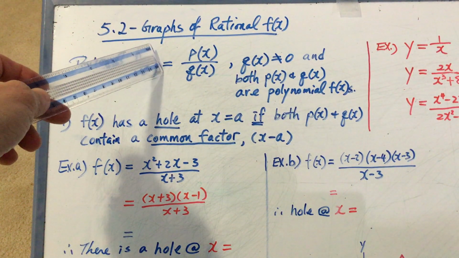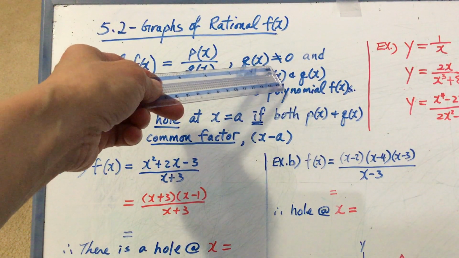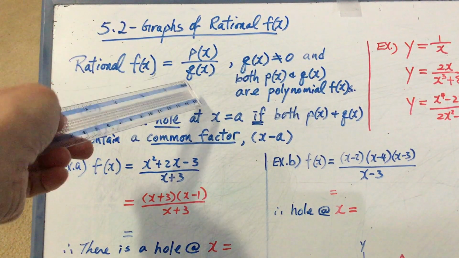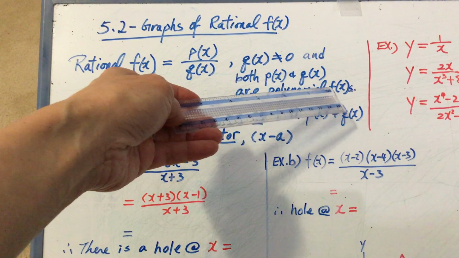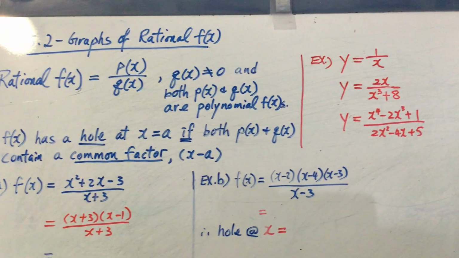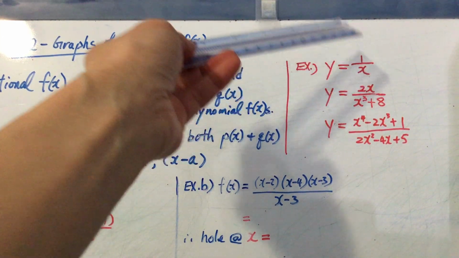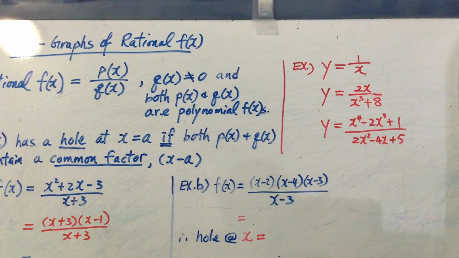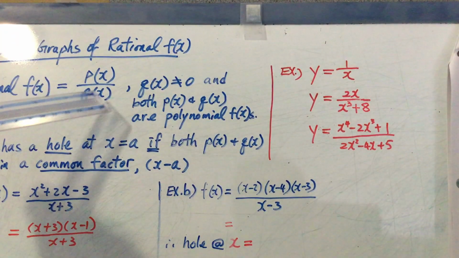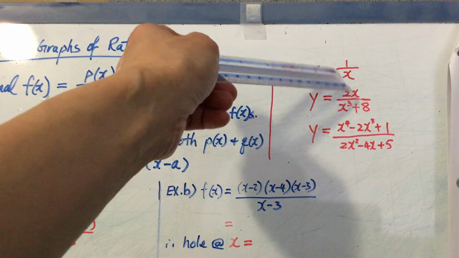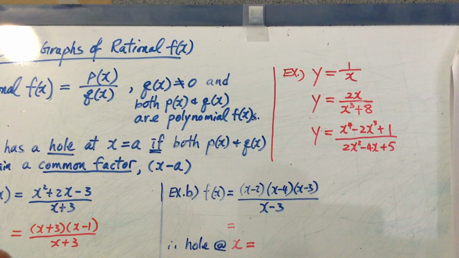But in general, the definition of a rational function is f of x equal to p of x over q of x, where q of x, the denominator, cannot be equal to 0, but both p of x and q of x are polynomial functions. So if you look at the reciprocal function, like the parent function y equal to 1 over x, you can say the numerator, p of x, is equal to 1, and q of x is equal to x. So how are they polynomial functions? Yes, in fact, they are polynomial functions.